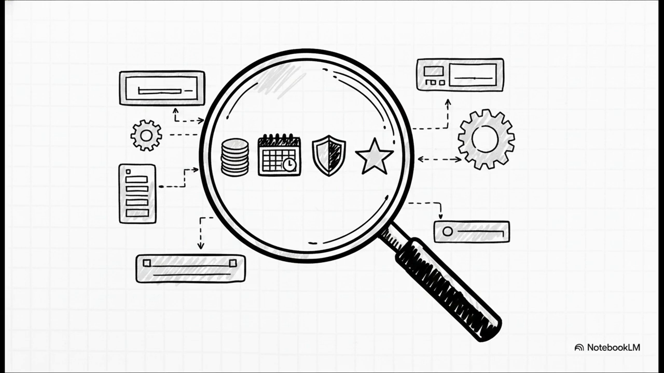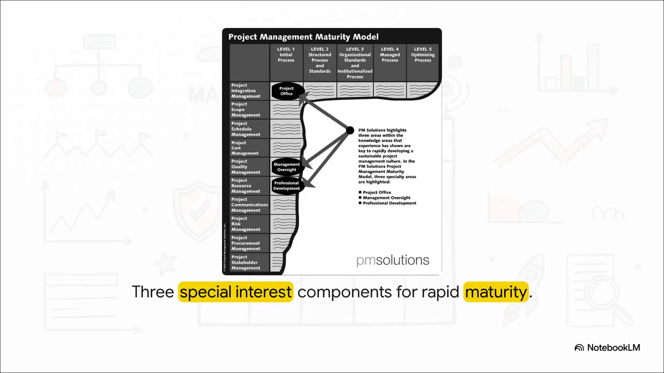Take scope management, for example. It doesn't just ask a simple yes or no, like, do you manage scope? It looks deeply at how you actually collect requirements and control changes. It ensures the entire breadth of a project is controlled systematically. That way, your so-called hero developer isn't stuck burning the midnight oil building features the client never actually asked for in the first place.